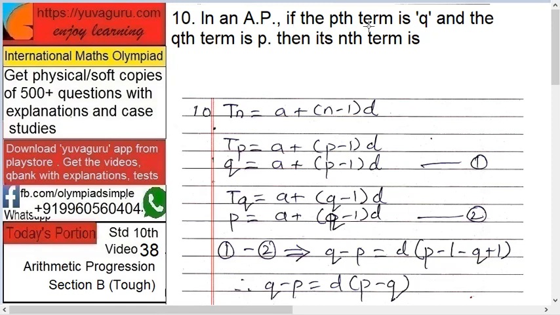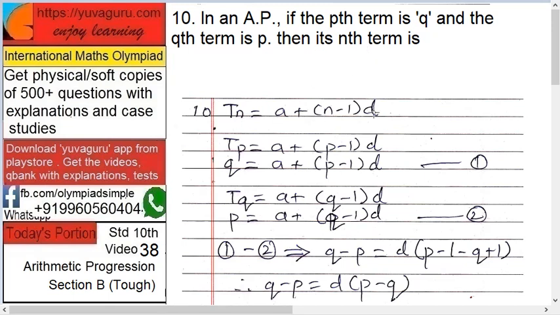In an AP, the pth term is Q and the qth term is P. Then its nth term is, now don't get confused, pth is Q, the term in place of P is Q and in the place of Q is P, we have to find the n. So quite simple. So Tn equals to what?